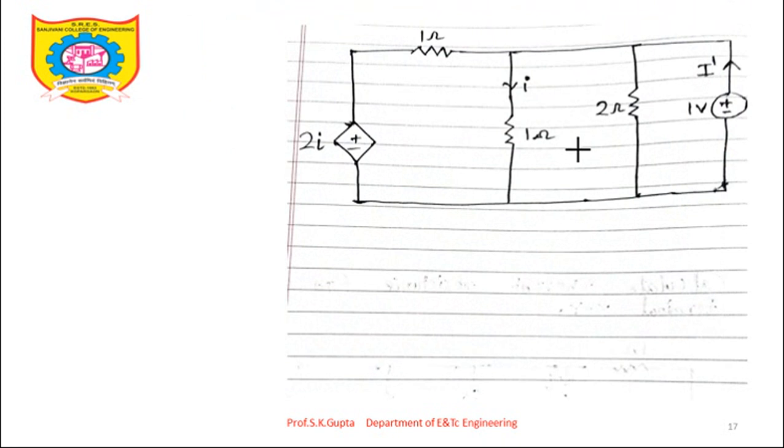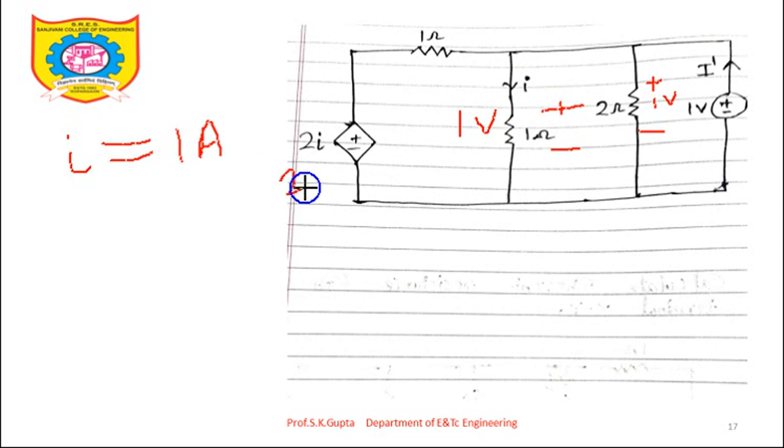Okay. Now here 1 volt. This is also a parallel connection, so here also the voltage will be 1 volt. Here also parallel, because of parallel connection, the voltage will be 1 volt. So what will be the small I value? I equal to 1 volt upon 1 ohm, so I value will be 1 ampere. And what will be the value of this voltage source? 2I, so 2 into 1, 2 volt.